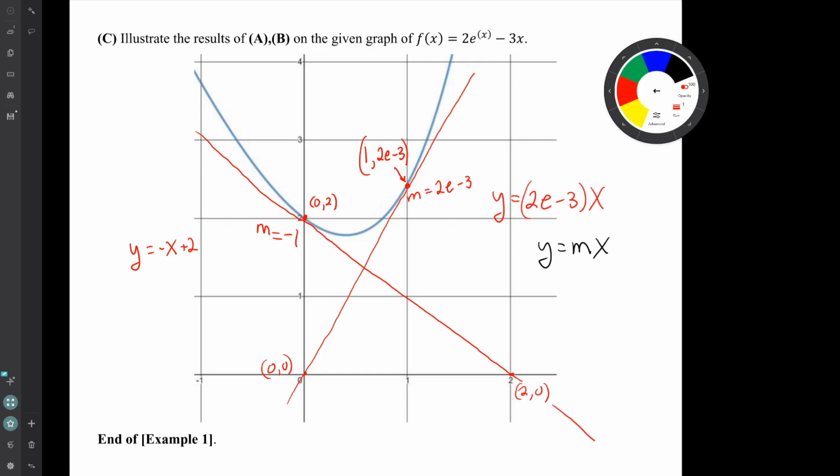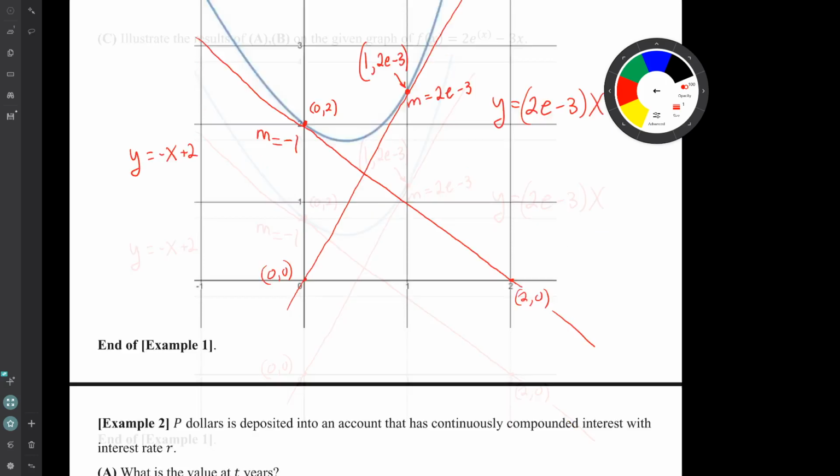There's that line with slope m equals 2e minus 3. That makes sense, because if we go over 1, we go up 2e minus 3. That's the end of that example. Let's go on to the next example.